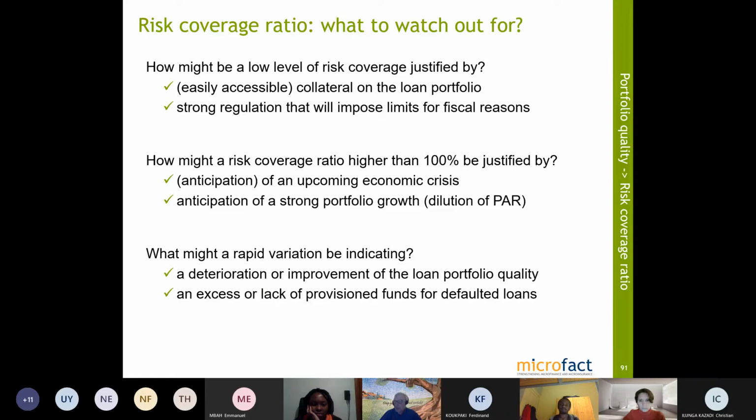And what might a rapid variation be indicating, a deterioration or improvement of the loan portfolio quality? Imagine that you have created your barrel, your small barrel, but suddenly everybody is paying back for one reason or another. So on the left side, the contamination is much lower. In that case, you can have a higher risk coverage. Some regulators do force you in that case to take some provisions back and to consider this as income again, and then you have to pay some taxes on the profit. But this is the balance.